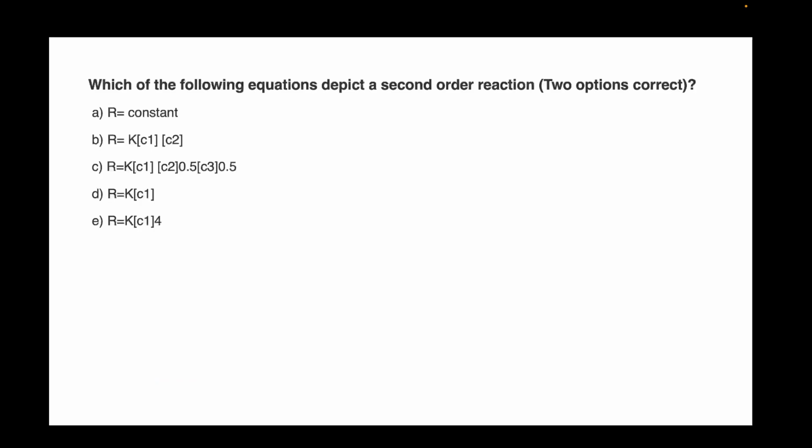Okay. Moving on to the next question. Which of the following equations depict a second order reaction? You have to select two correct options here.